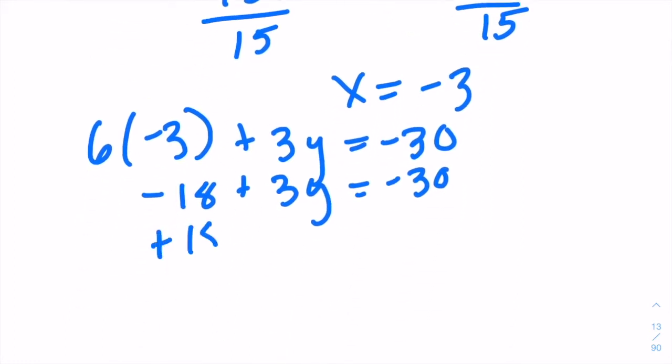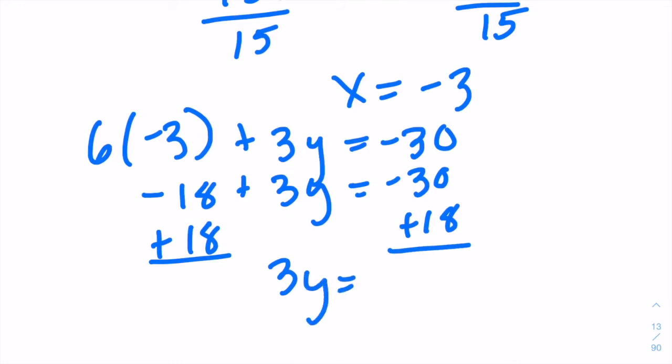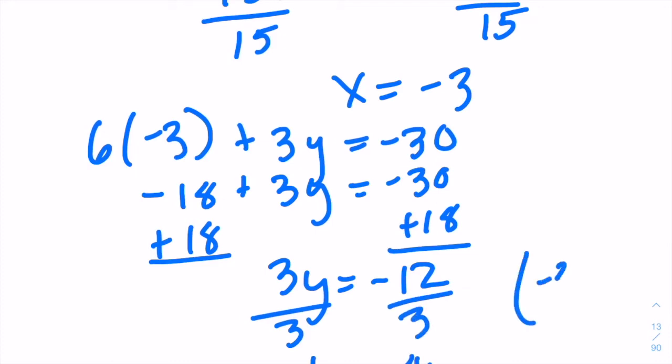We'll add 18 to both sides. 3y equals negative 12. Divide both sides by 3, and we get y equals negative 4. So our answer is (negative 3, negative 4).